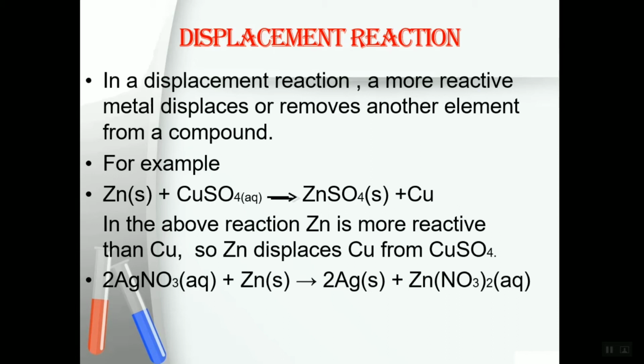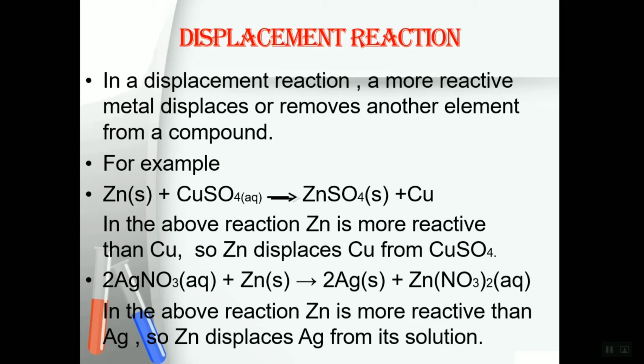AgNO3, when it reacts with zinc, will form Ag plus zinc nitrate. So in this reaction we can say that zinc is more reactive than Ag, so zinc displaces Ag from that solution.